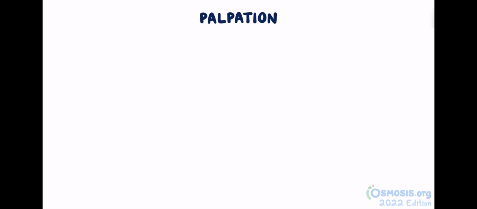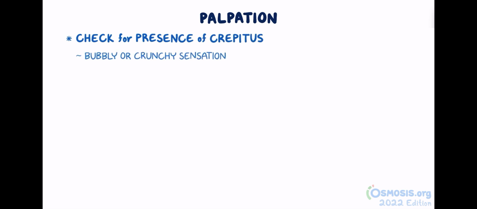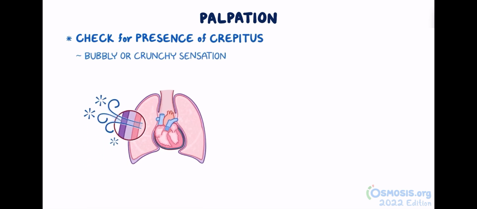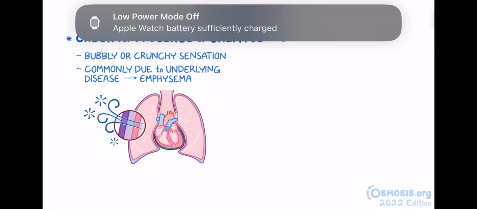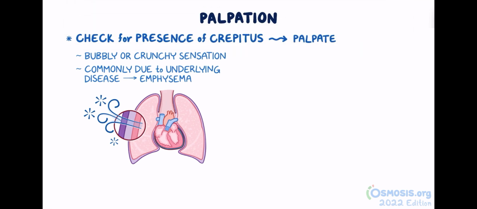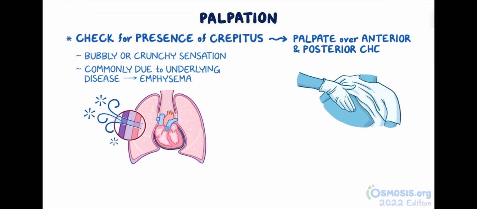Next up is palpation. Check for the presence of crepitus, which is a bubbly or crunchy sensation in the chest that occurs when air is trapped in the subcutaneous tissues, commonly due to an underlying disease such as emphysema. To feel for crepitus, palpate with the palmar surface of your hands over the anterior and posterior chest. Then, assess for thoracic expansion while the client breathes.